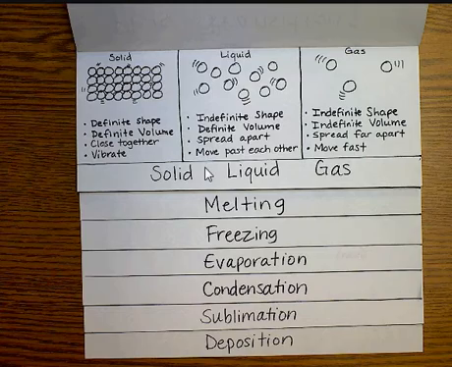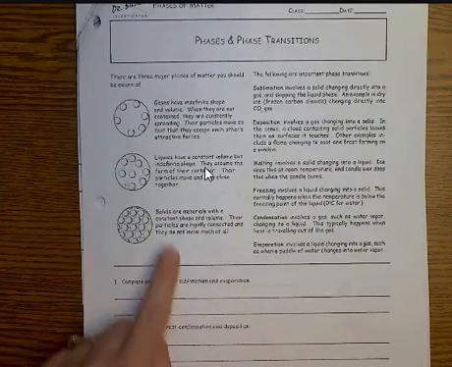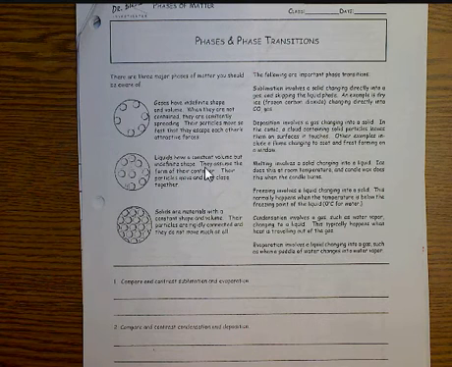And the last one here are solids. Solids are materials with a constant shape and volume. Their particles are rigidly connected and they do not move much at all.